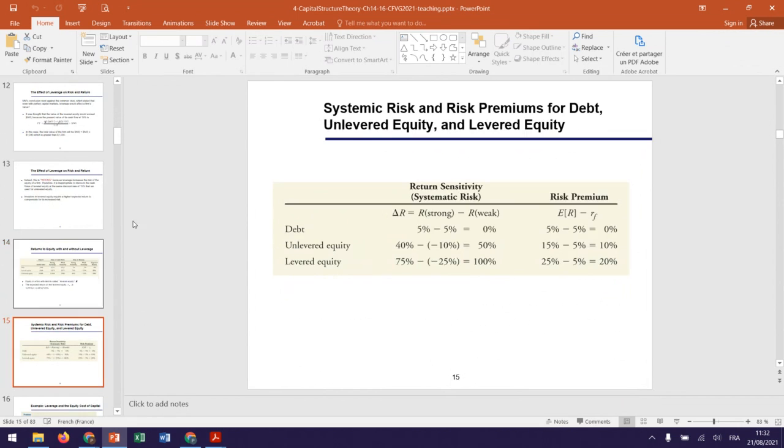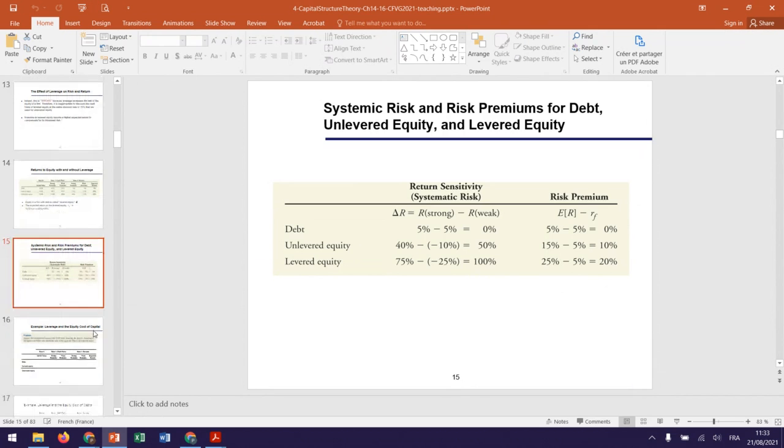All right. So as we can see here, the sensitivity of return, the debt is 0. The unlevered equity is 50%. Levered equity is 100%. It is a proxy of risk here, right? So therefore, the risk premium that we are talking about here, the debt holder doesn't need any additional risk premium because the debt is risk-free. Unlevered equity, they require 10%. Levered equity, in this case, they require 20%. Okay, on the risk premium, 10% more as compared to the time when the company financed everything by equity. All right, so far so good.